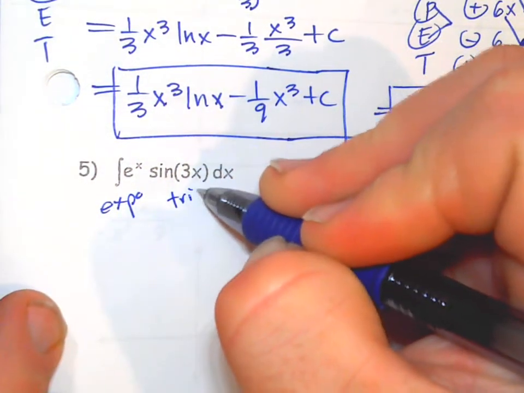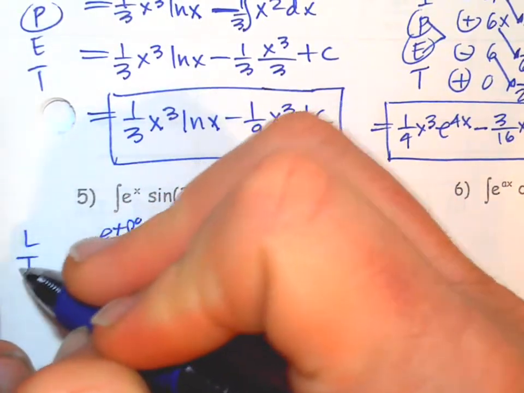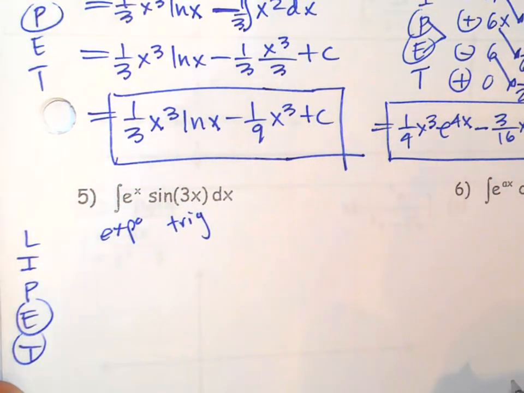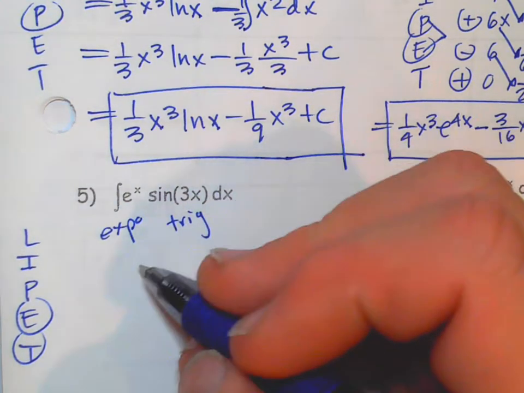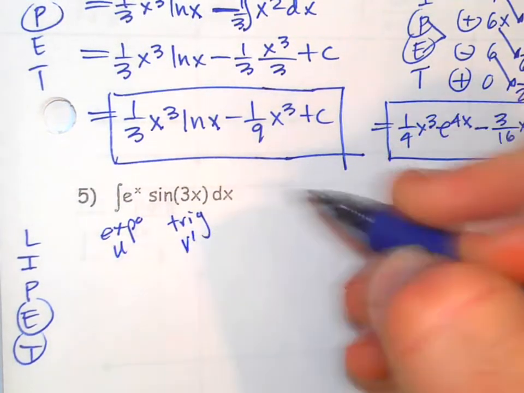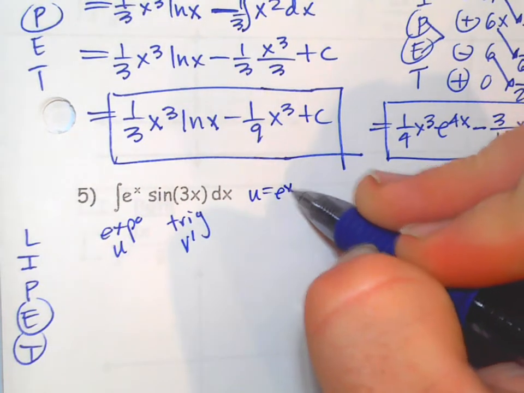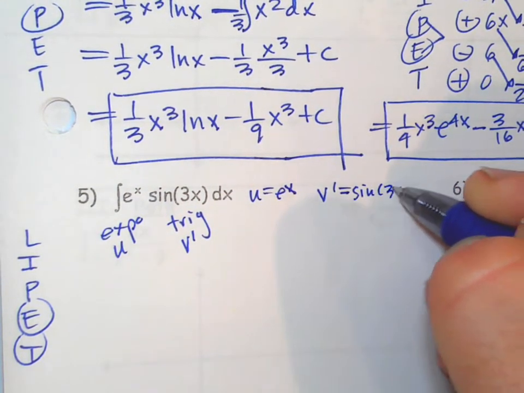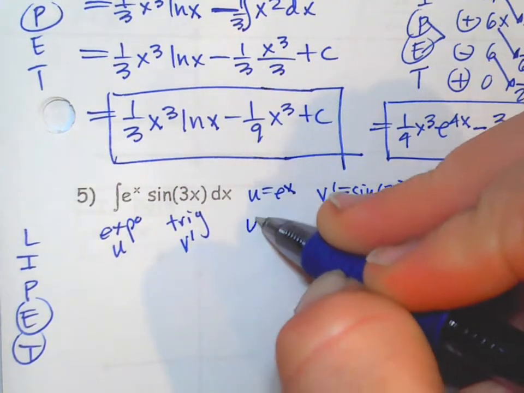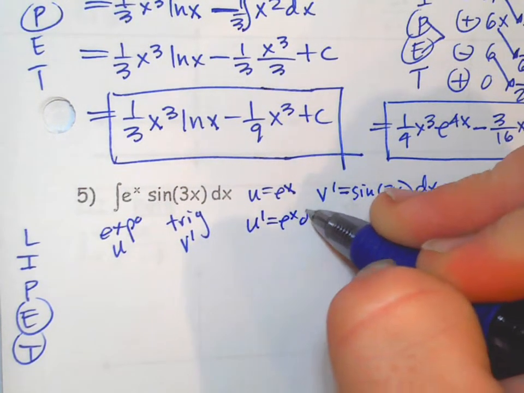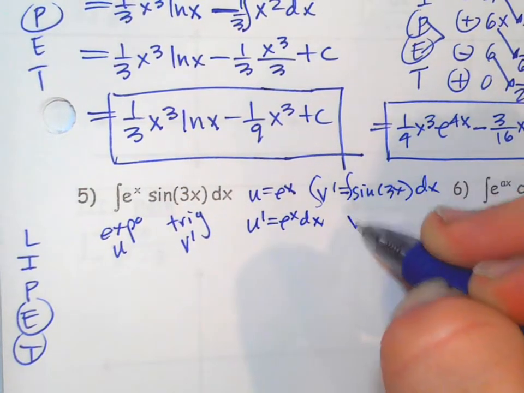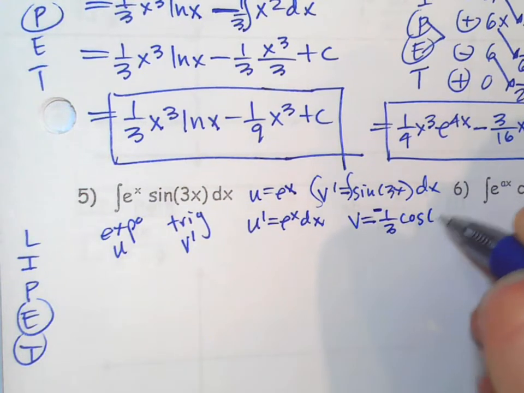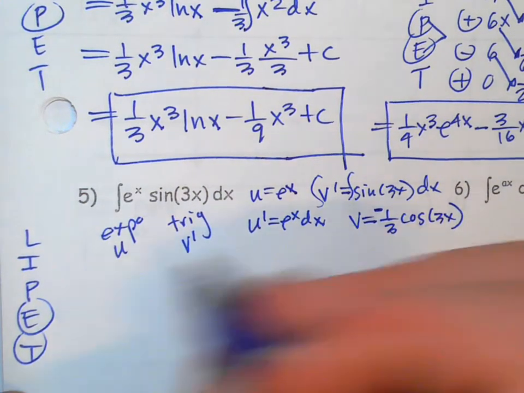Okay, next one is expo-trig. So LIPET. Expo-trig, no shortcut. Whatever's first, it's going to be u. Next one's v prime. So u equals e to the x. V prime equals sine 3x dx. U prime equals e to the x dx. V equals negative 1/3 cosine 3x. Anti-trig. So we're going to write it.